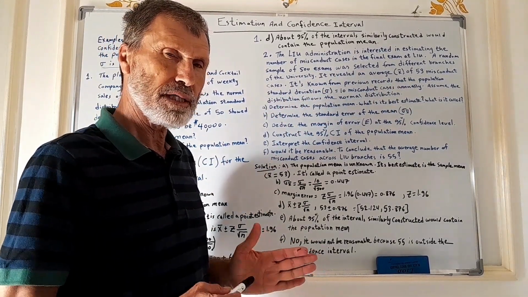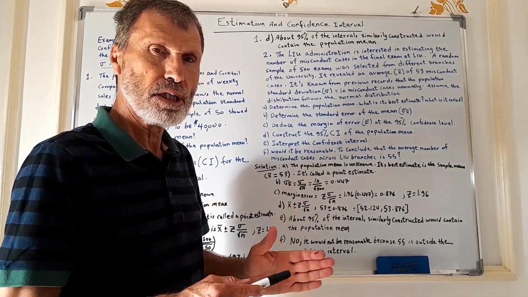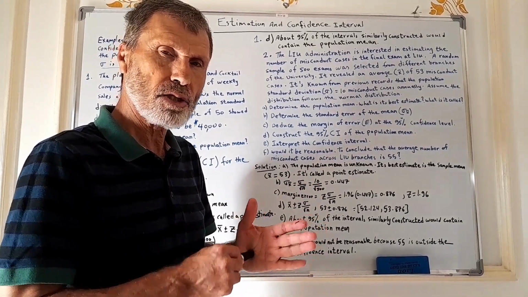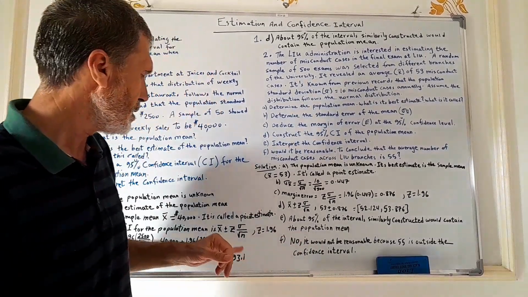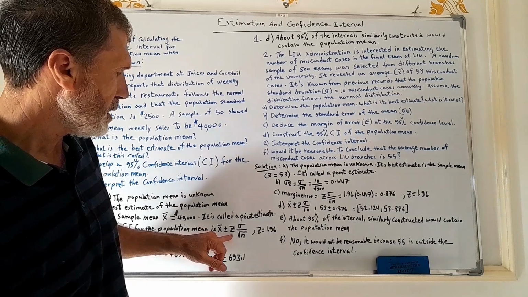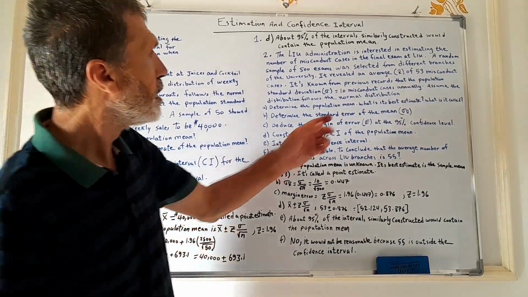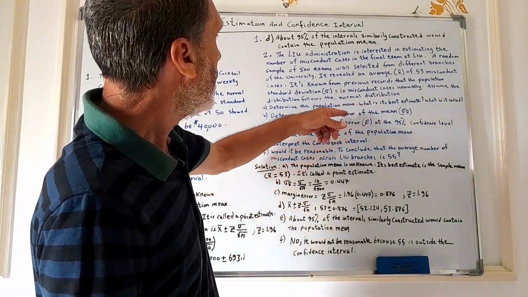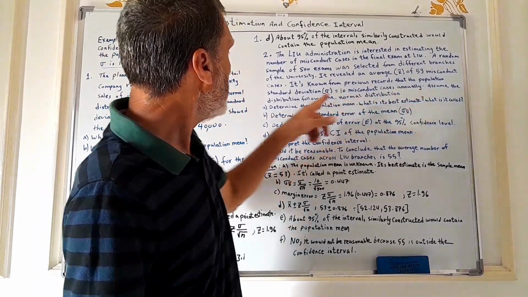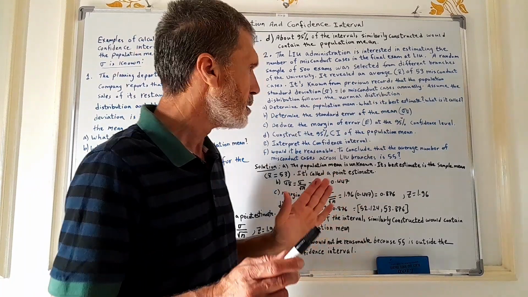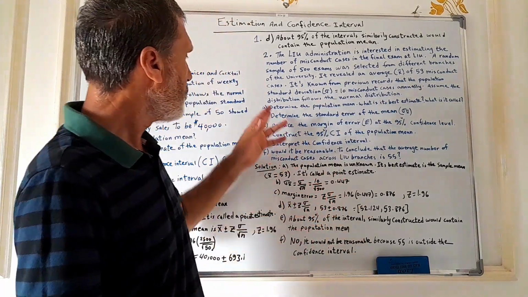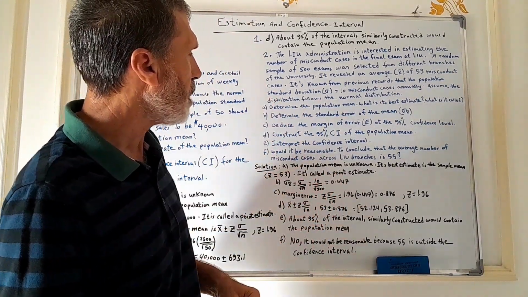So here the population standard deviation is known. Once we know that, we can use the formula X bar plus or minus Z sigma over radical n. Assume this distribution follows the normal distribution. Now we have the following questions regarding this problem.